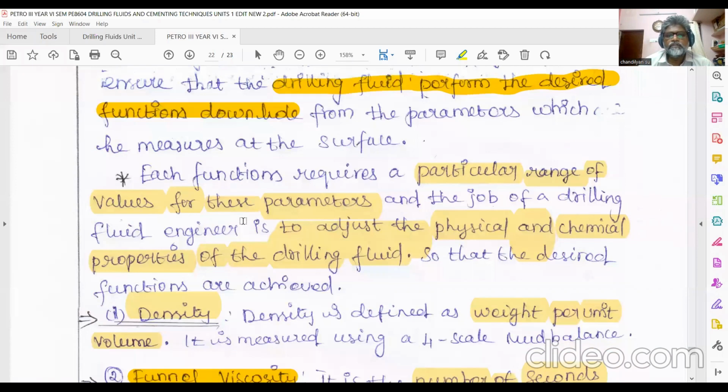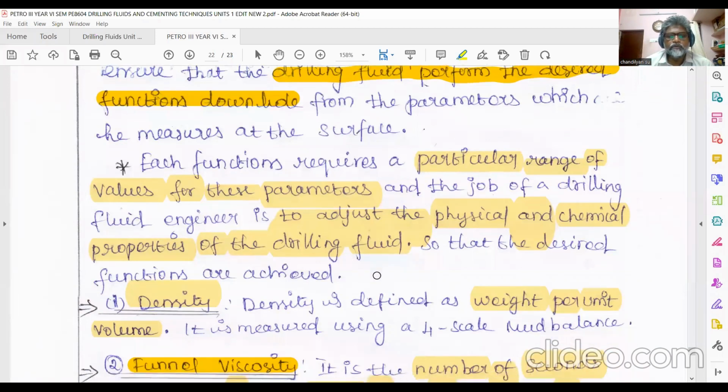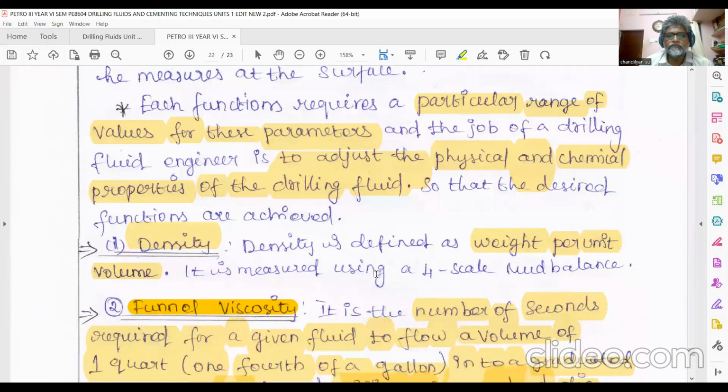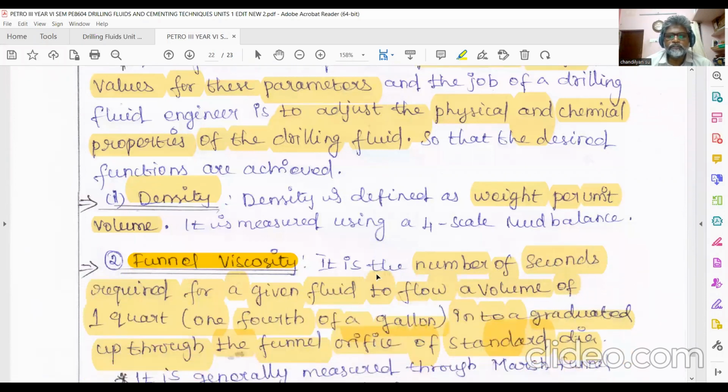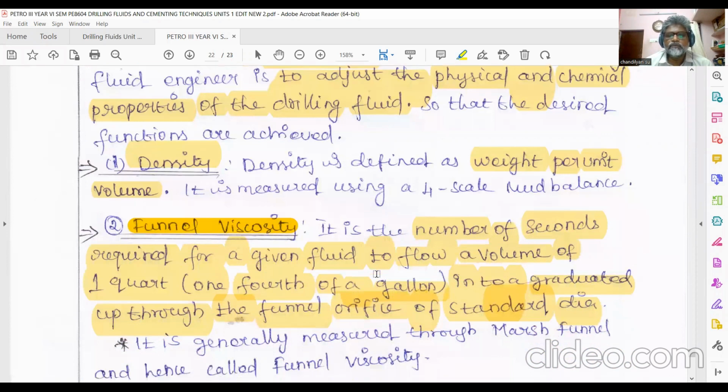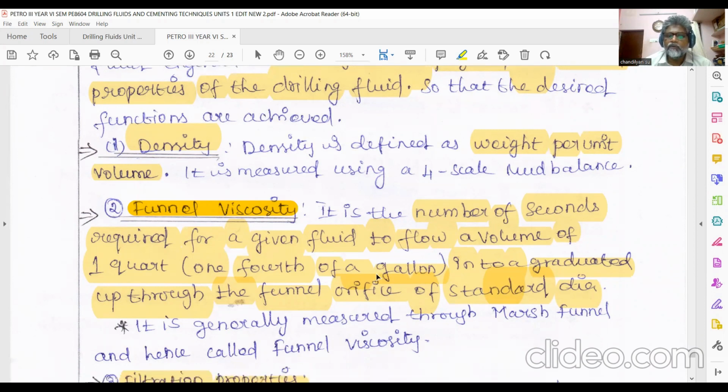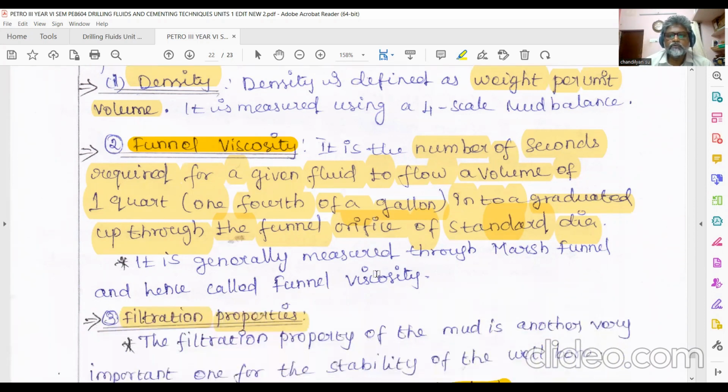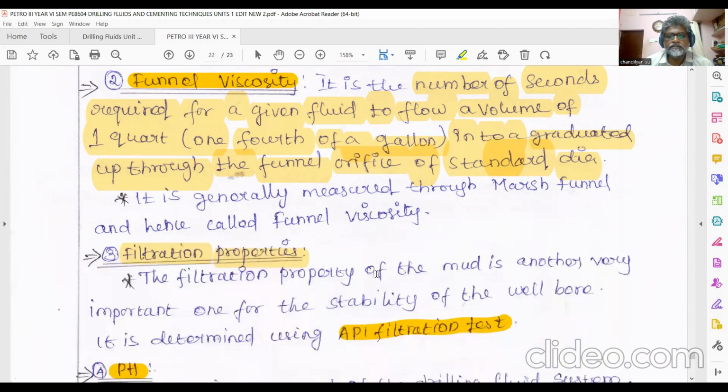A particular range of values for these parameters are just the physical and chemical properties. What is the density? Weight per unit volume. Funnel viscosity, we've already finished: the number of seconds required for a given fluid to flow 1 quart, a quarter of a gallon, into a graduated cylinder through the funnel orifice of standard diameter. I already explained what a funnel viscosity is. Watch that section of the video and you'll be able to understand.